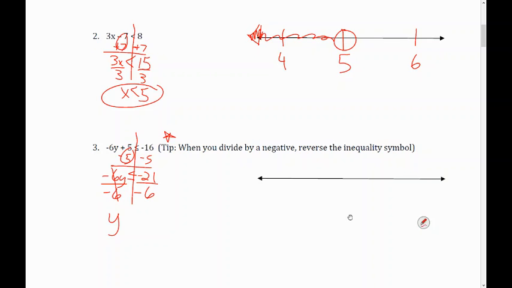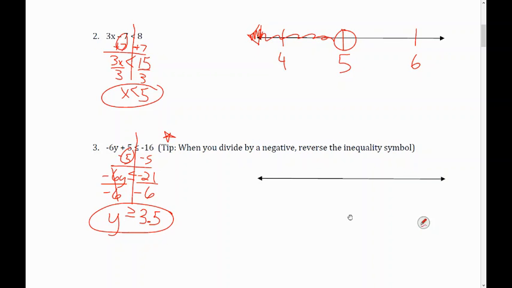Our y value, okay? Notice this tip, right? We're dividing by a negative 6, so we have to flip that sign from less than or equal to, to greater than or equal to. And negative 21 divided by negative 6 is 3.5.